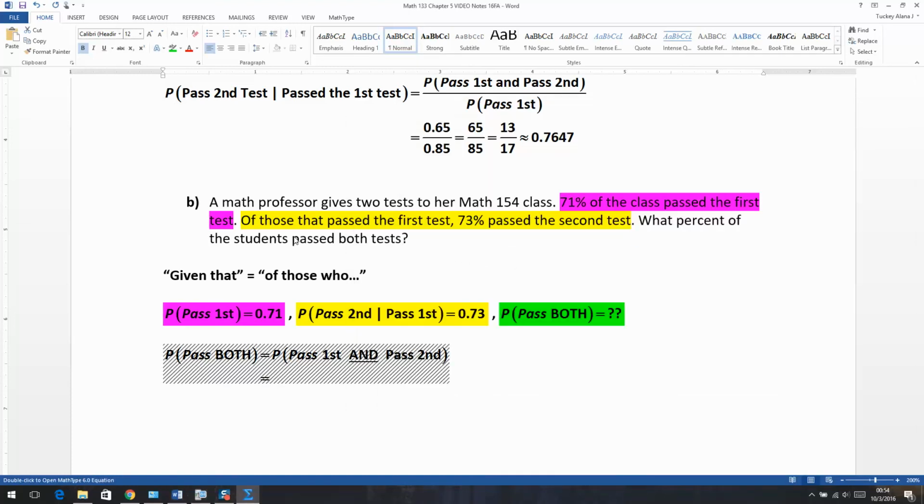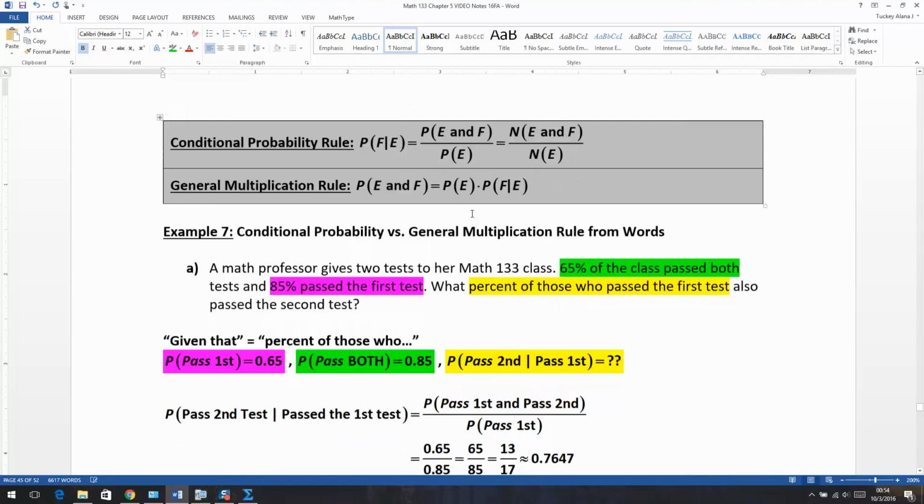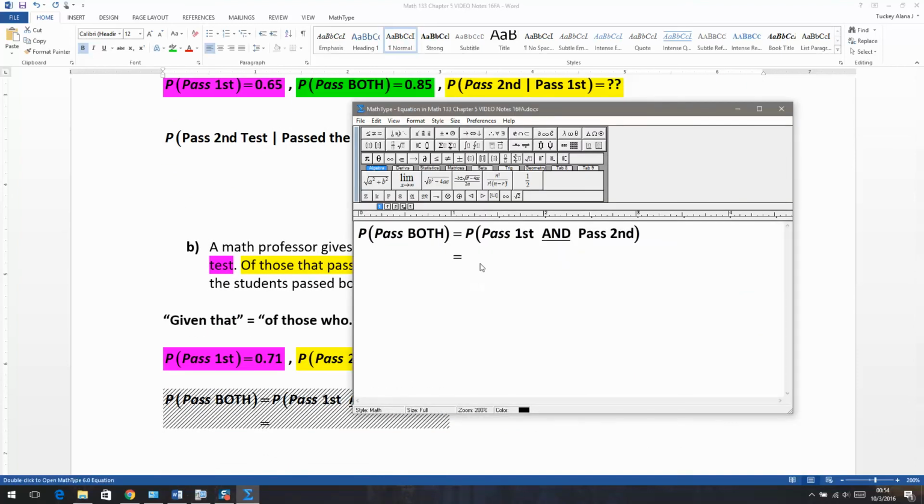Well, passing both means you passed both the first and the second. So we need to use the multiplication rule right here. We want the probability of passing the first times the probability of passing the second, given that we passed the first. Let me write that out. There. So probability of passing the first, always do the first event first, times what's the chance of the second event happening, given that we already have the first accounted for?